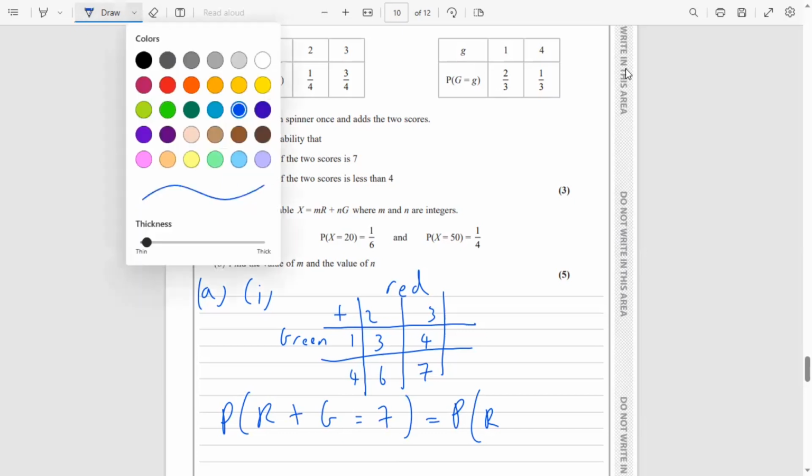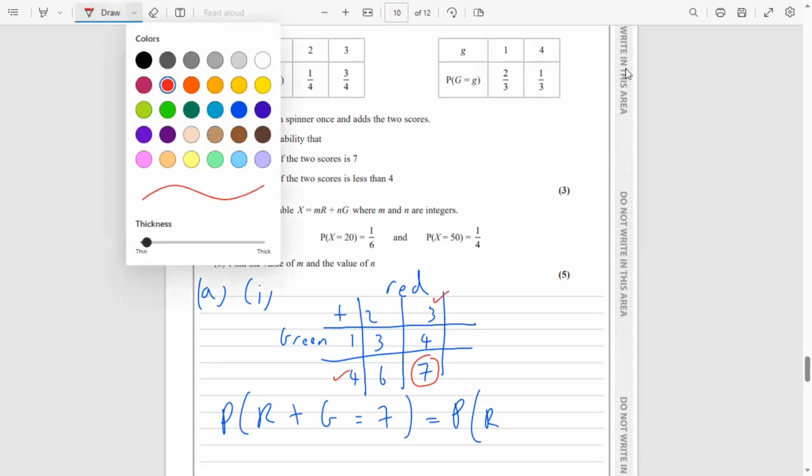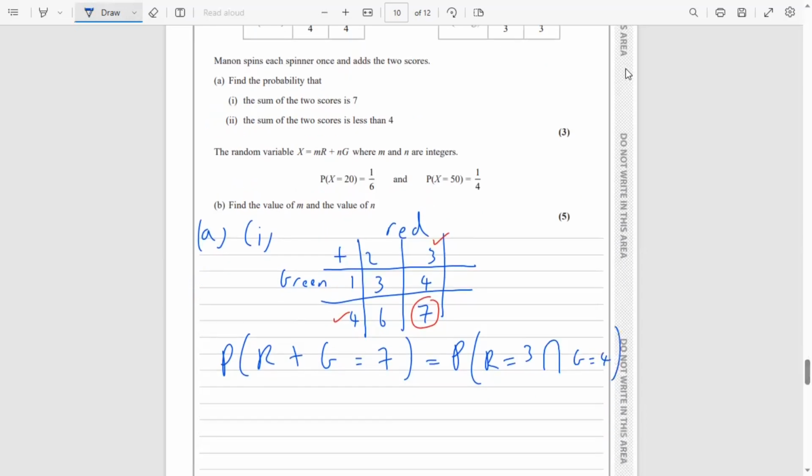So I'll do this in a different color just to make it clear. We want to get a sum of 7, so we need 3 on the red spinner and we need 4 on the green one. Okay, so we'll just add this in. So we want red to be equal to 3, and instead of writing the word 'and', I'm going to use this intersection symbol because technically 'and' and intersection are the same thing in probability. So we want red to be 3, intersection with the green variable to be 4. That's how we're going to get a sum of 7. So the probability that we get 3 on the red spinner, let's go back to our tables.